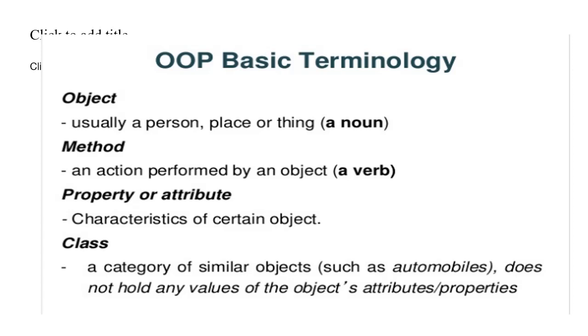Now, I told you that object-oriented programming languages are divided into objects and classes. A class is a category of similar objects, such as automobiles, which does not hold any value of the object's attributes or properties. And an object is nothing but an instance of the class.